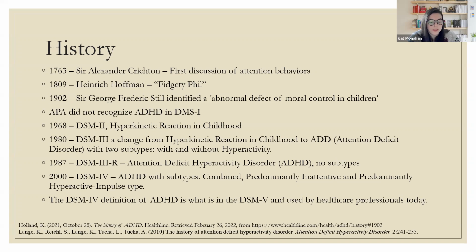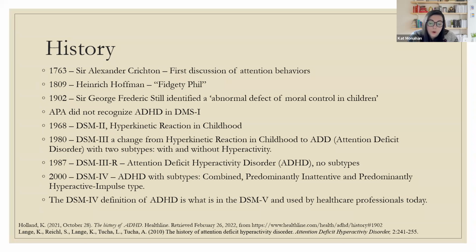In 1968, the DSM-2 was released, and the APA, American Psychological Association, initially didn't recognize ADHD, but when they published the DSM-2, it was included for the first time as hyperkinetic reaction of childhood. And in 1980, when the third DSM was published, they changed the name from hyperkinetic reaction of childhood to attention deficit disorder, or ADD. This disorder came with two subtypes, with and without hyperactivity. In 1987, the APA revised the DSM-3, and they removed the hyperactivity distinction and changed the name to attention deficit hyperactivity disorder, or ADHD. And this included symptoms in one list with no subtypes.